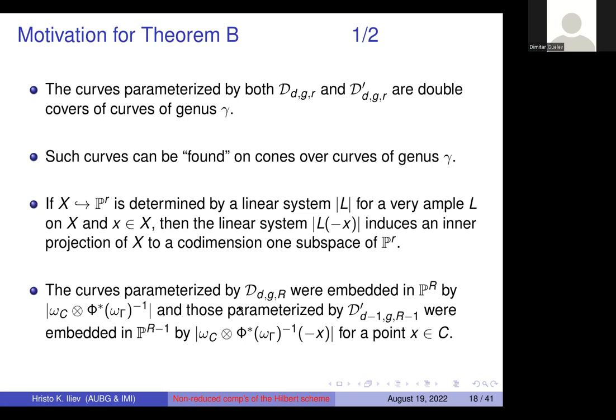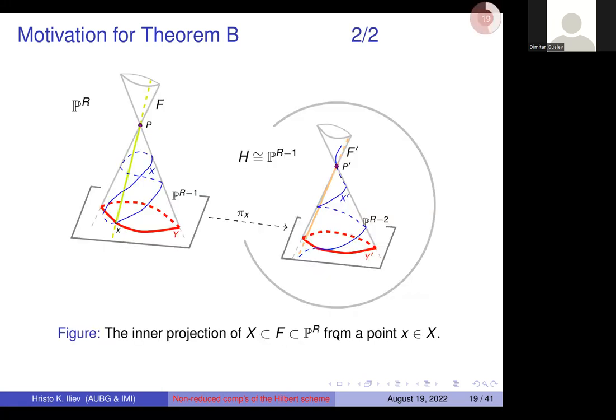And that's the situation, in fact, with the first two theorems. So here I have the embeddings, omega c times the pullback of the inverse of the canonical divisor for those in D, and the pullback of the canonical divisor times the pullback of the inverse of the canonical divisor minus a point. Then here is how we get to visualize this thing.